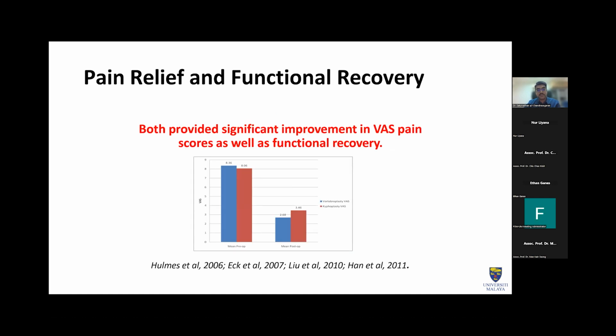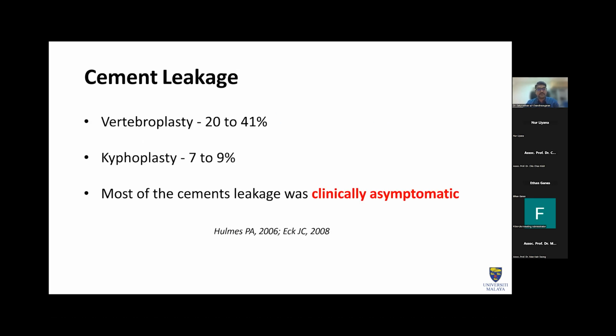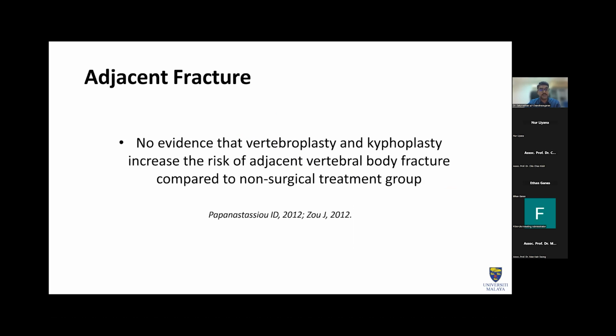Vertebroplasty versus kyphoplasty both provided significant improvement in VAS pain scores as well as functional recovery. Cement leakage has been noted to be higher in vertebroplasty. However, most of the cement leakage was clinically asymptomatic. No evidence that vertebroplasty and kyphoplasty increase the risk of adjacent vertebral body fracture compared to the non-surgical treatment group patients.